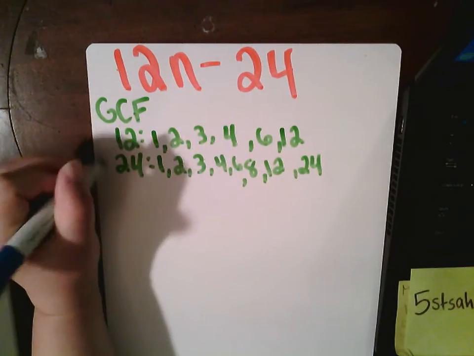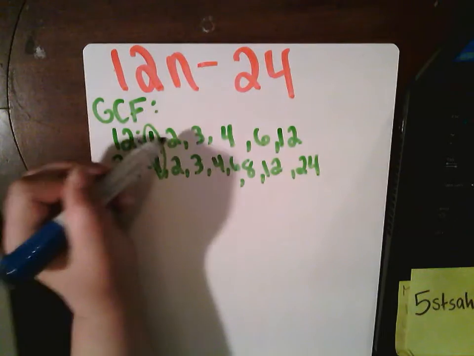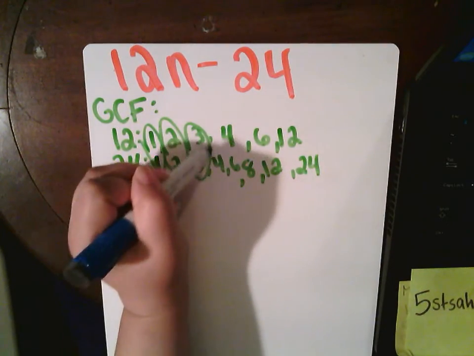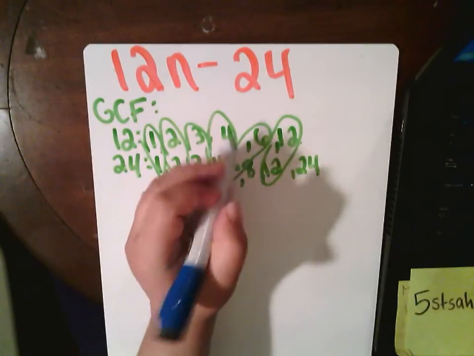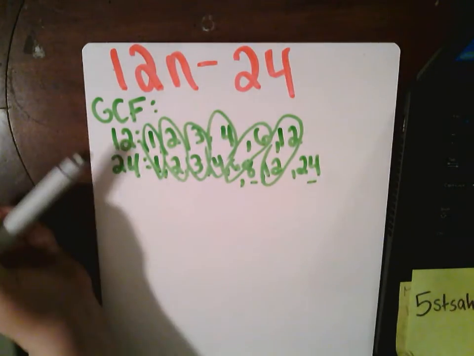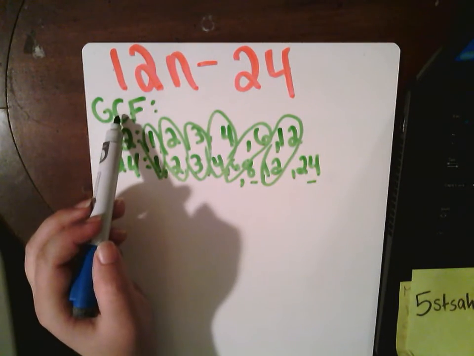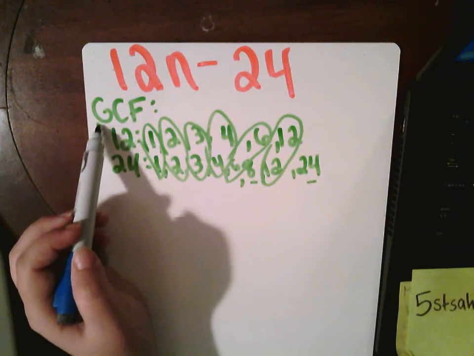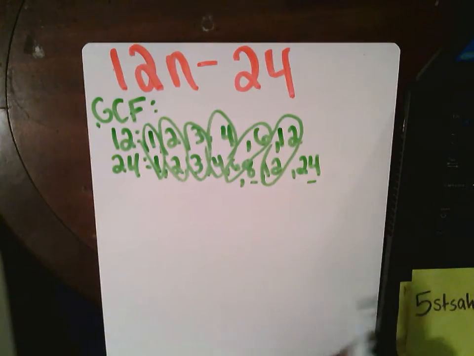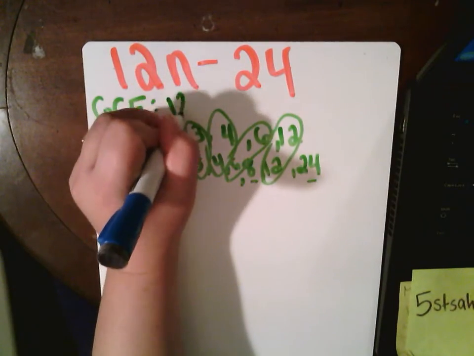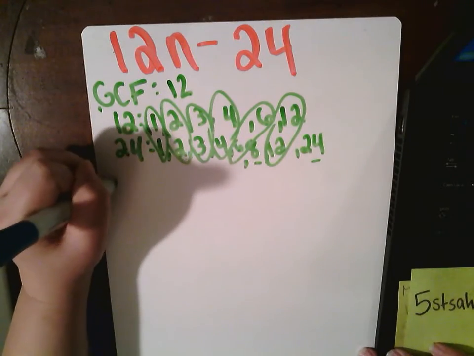So now the greatest common factor between the two of them, let's see. Well, common factors, we have 1, 2, 3, 4, 6, and 12. So 8 and 24 are not a factor of 12, so they don't count for common factors. So the greatest common factor is just the largest of 1, 2, 3, 4, 6, and 12. So our greatest common factor here is 12. So now I'm pulling a 12 out.